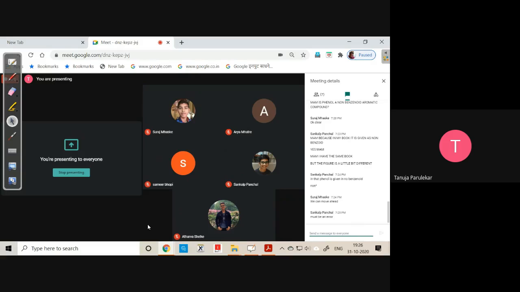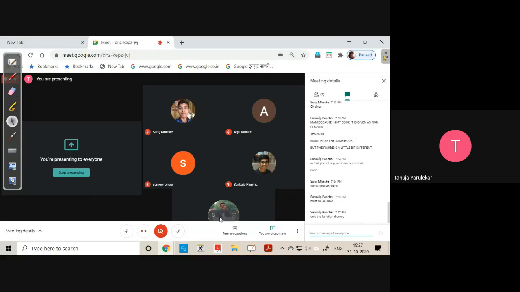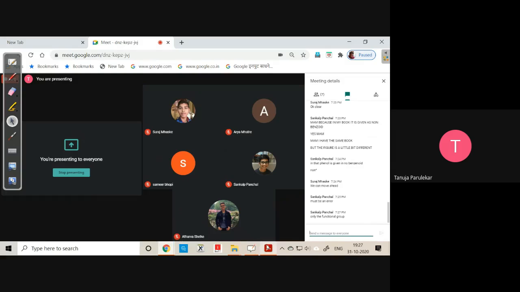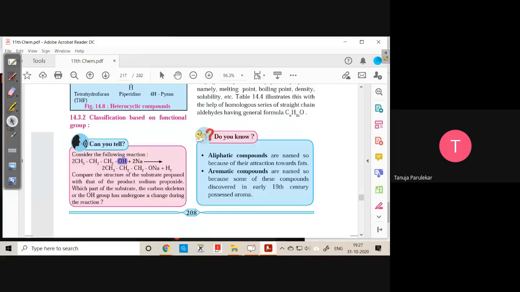Now in that reaction आता आपण बघितली, what was the reaction? It was a reaction between... Which part of the... Have you followed it? Only the functional group. Very good. Only the functional group. Functional group म्हणजे OH. You already know that, so you have said that functional group. But right now they just want to bring our attention to that functional group. So correct. OH here is the functional group. It has undergone a change.